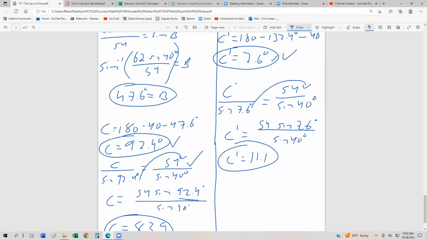So that's everything for the law of sines. In the next section, we're going to start taking a look at the law of cosines.